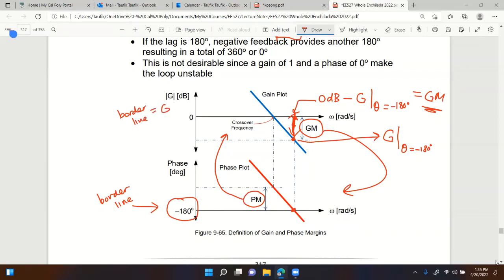Gain equal to 1, right? In dB, that's 0 dB. That's the limit, another borderline. So find the intersection of 0 dB with the gain plot. That's what we call the crossover frequency, right?